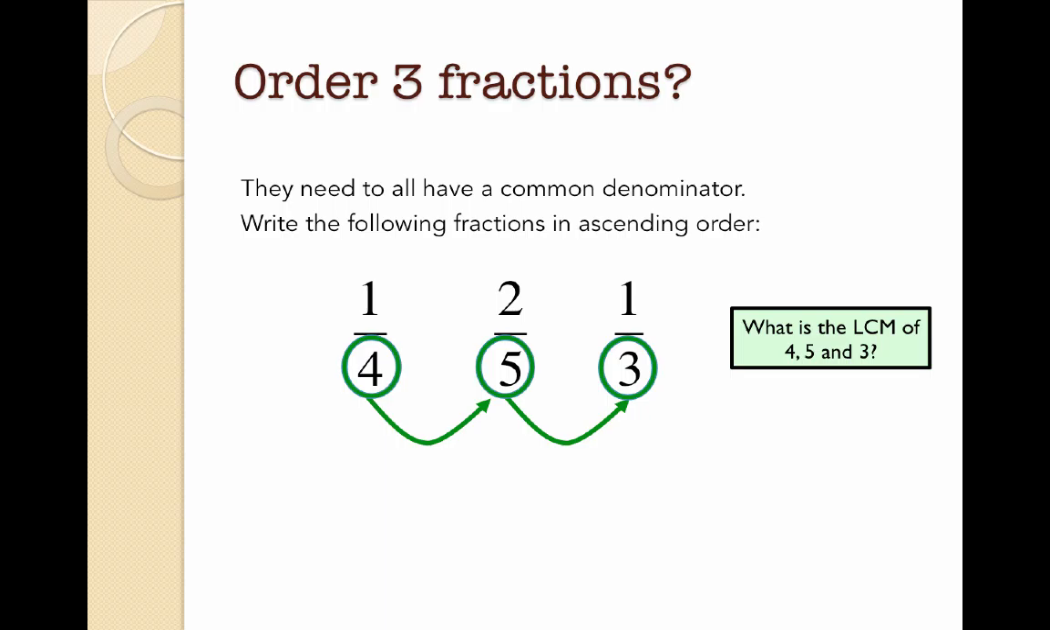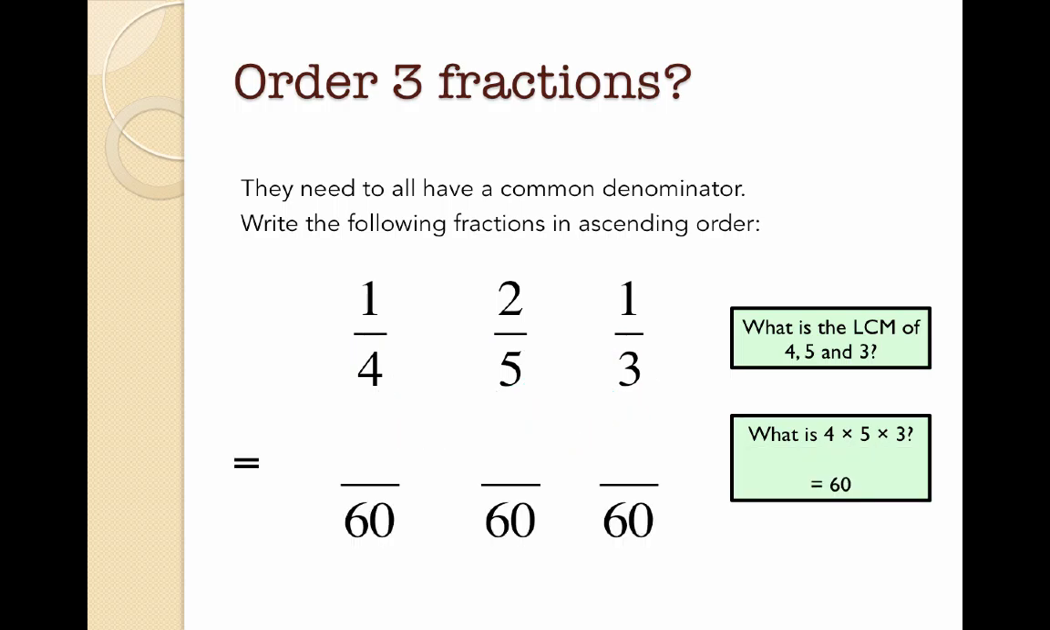The way we do that is with the lowest common multiple of 4, 5, and 3. An easy way to find a common denominator is just to multiply them all together. 4 lots of 5 is 20, times that by 3, and we get 60. So we're going to be converting these fractions into something out of 60.